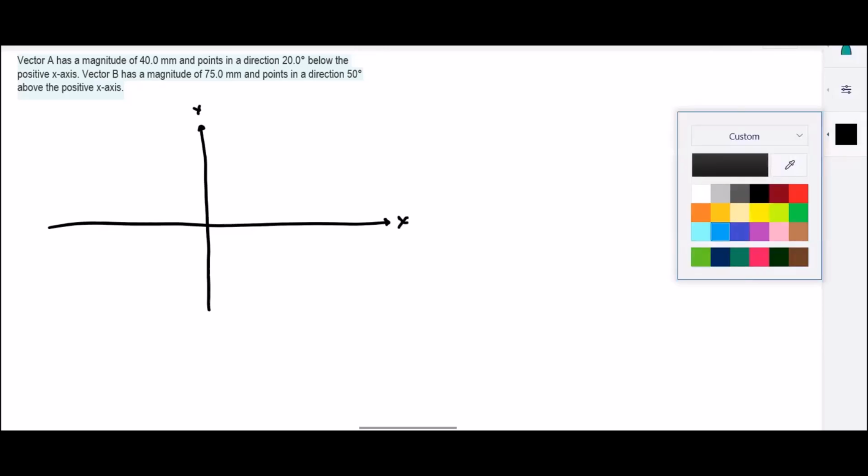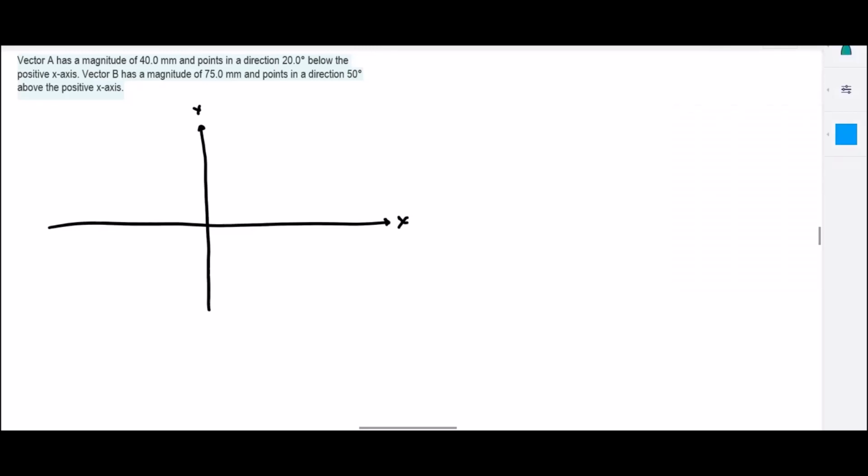The first thing I'm going to do is visualize this. Ideally I'd be using a straight edge here, but I don't have one of those for the computer, so make this work. So here's the positive y-axis, here's the positive x-axis. Let's say that vector A is this pretty blue color. Vector A has a magnitude of 40 millimeters and points 20 degrees below the positive x-axis.